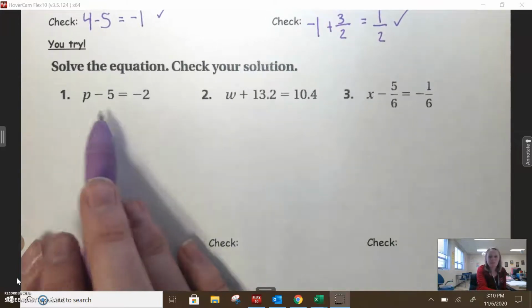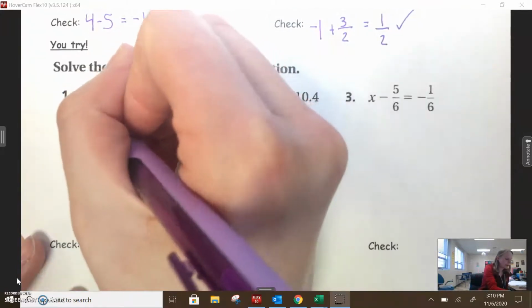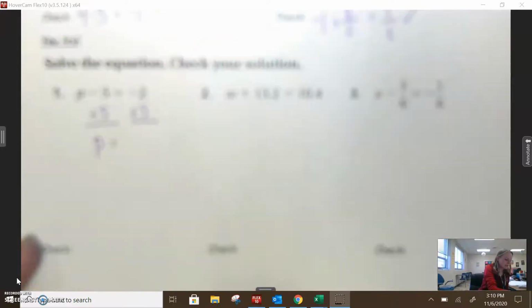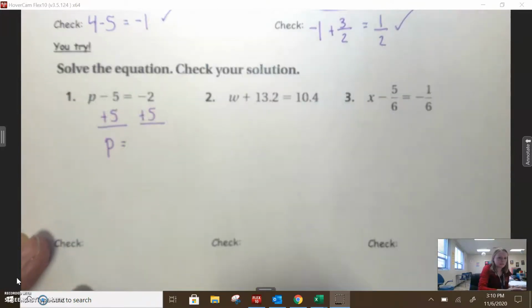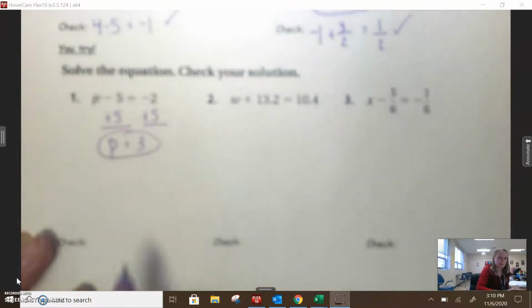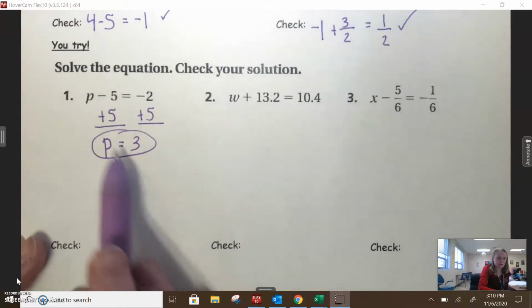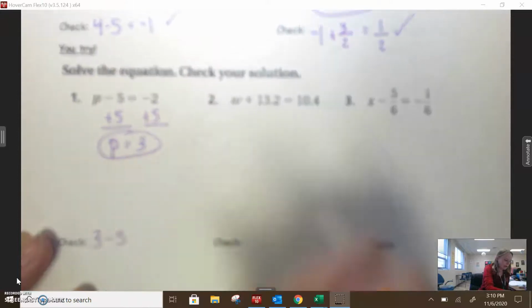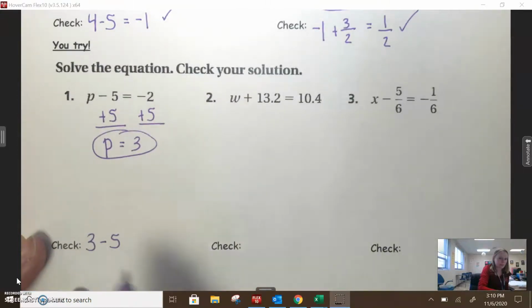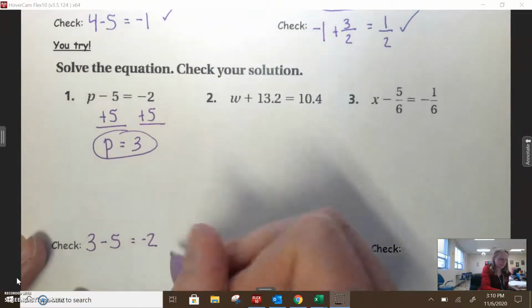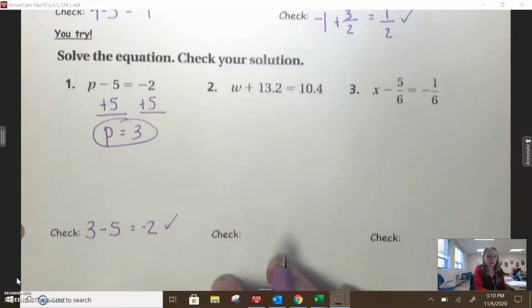So on the first one, p minus 5 equals -2. The opposite of subtracting 5 is adding 5. So I'm going to add 5 to both sides of the equation. I'm going to be left with p on the left side. -2 plus 5 is going to give me 3. And then I could check my work. If p and 3 are the same things, I'm going to replace that p with this 3. So I'm going to have 3 minus 5. I'll solve this out. 3 minus 5 gives me -2. And this -2 matches the original -2. So I know I got my answer right.